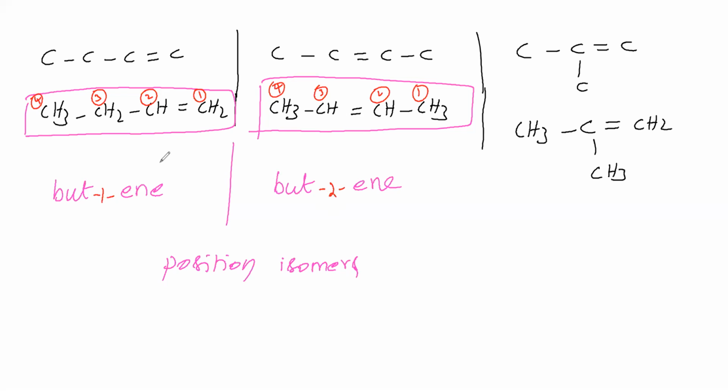Next we will take this compound. For this compound, we will select the parent chain. What is the parent chain? This is the parent chain. So we have selected a parent chain for this compound.